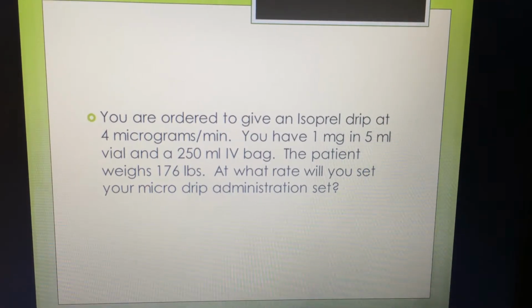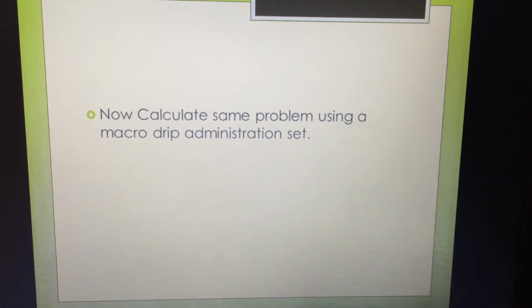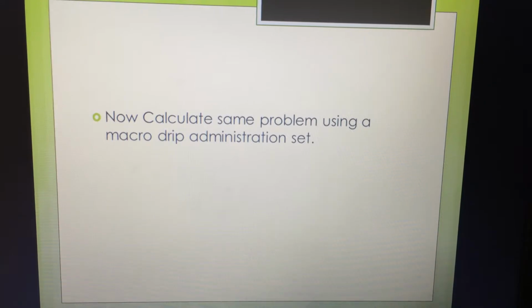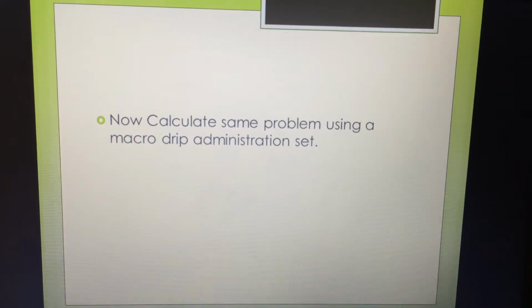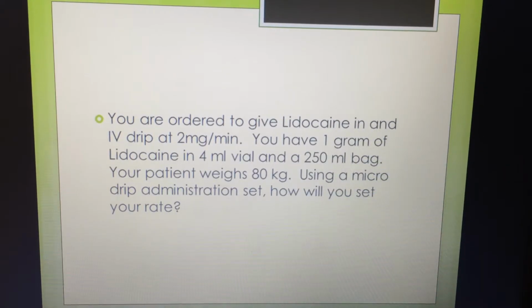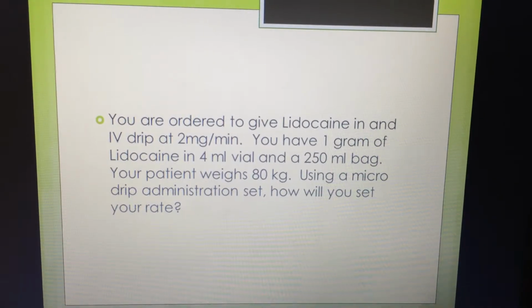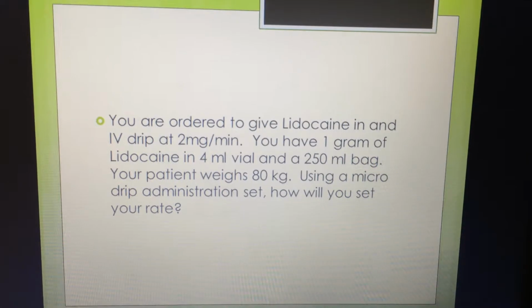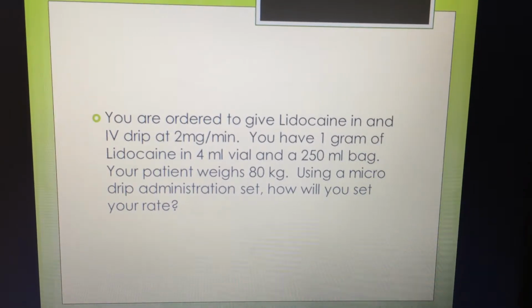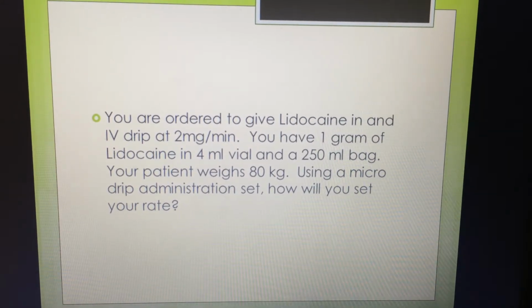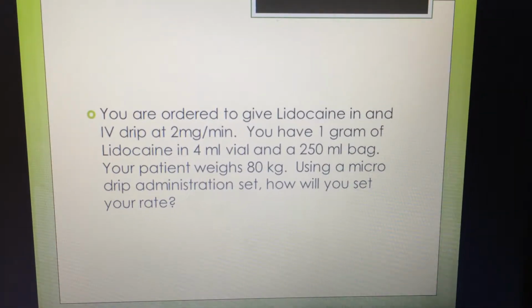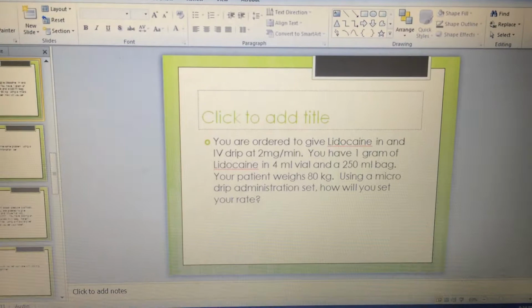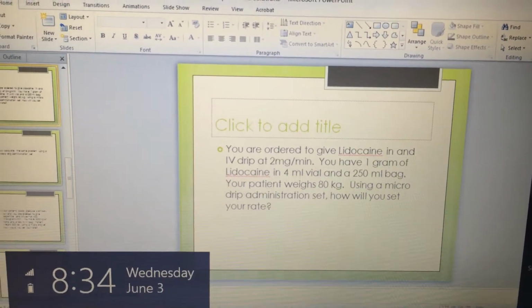So the next question will be, now use a macro drip instead of a micro drip. Should be pretty simple and pretty straightforward. So those are what we're looking at. Alex asked for a question again, so I'm going to pop this out again. There's another question. So there I've shown you 2 different examples. Work through those and see what you get for answers. Okay, that should be enough on the drug dose review.